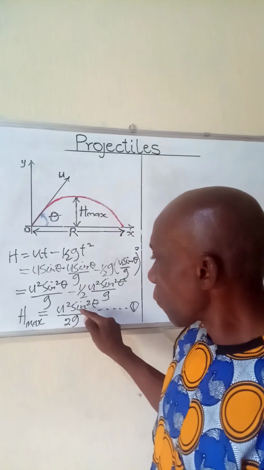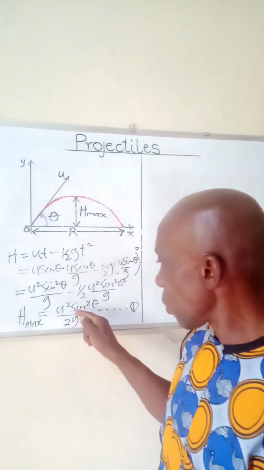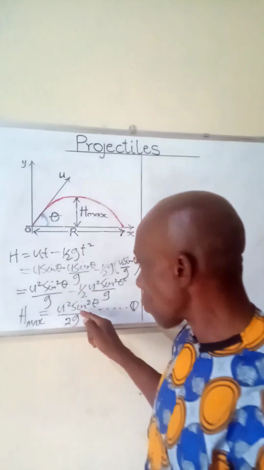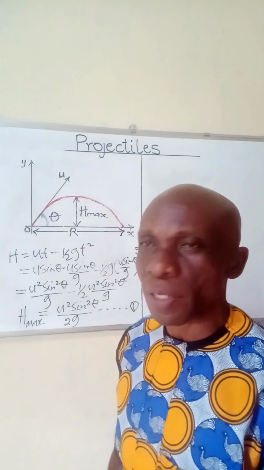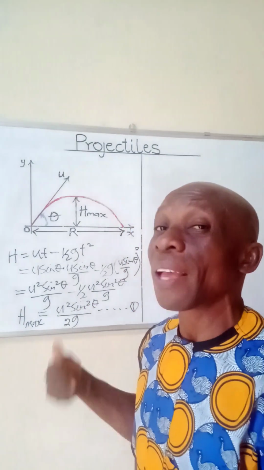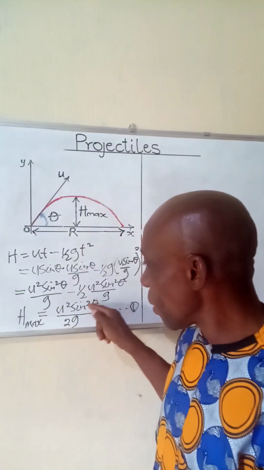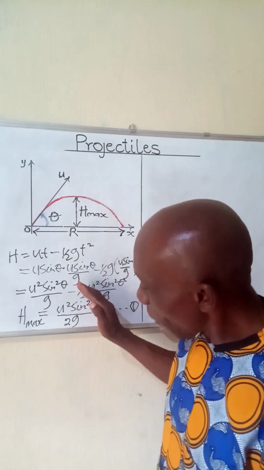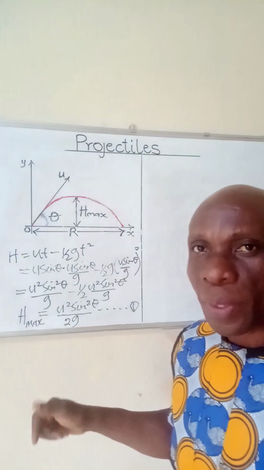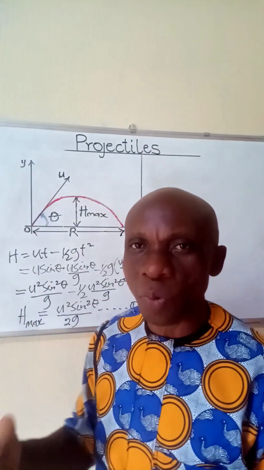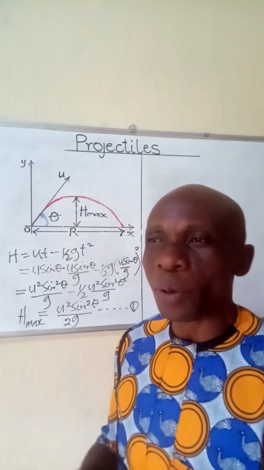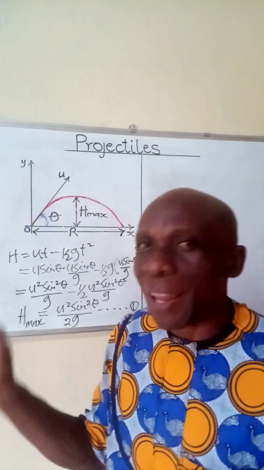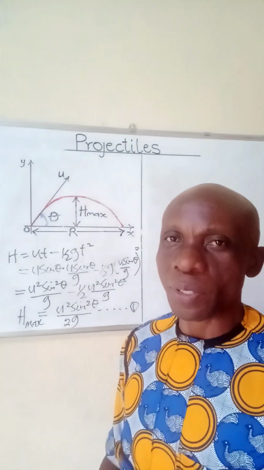Now, if you recall from trigonometry, the greatest value of sine theta is 1. So if we are supposed to have 1 here, that means theta will be 90 degrees. Sine 90 rather is 1. So theta will be 90 degrees, so that we will have 1 here. And that will leave us with u square over 2g. That means if you want to attain maximum height, the angle of projection should be 90 degrees. In other words, the object should be projected perpendicularly to the horizontal plane.